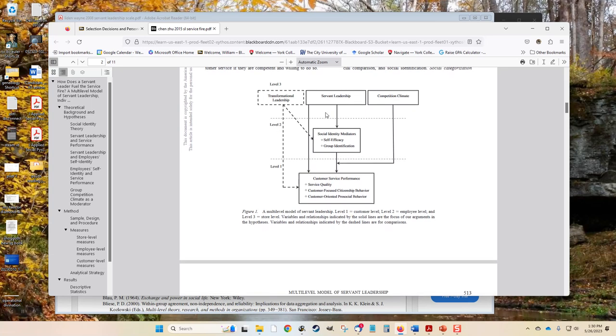I stop and look at any pictures, and so here they're talking about servant leadership as one variable that affects social identity, that affects customer service. Competition climate affects the relationship between social identity and service. And transformative leadership affects social identity and directly affects customer service. And servant leadership directly affects customer service. So I have a pretty good idea about what the experiment is doing.